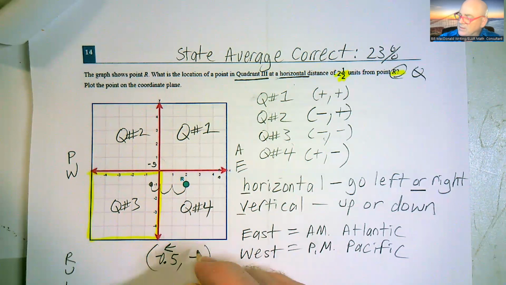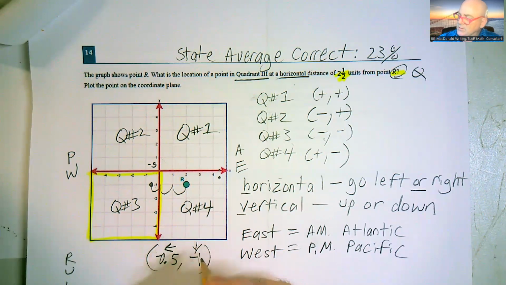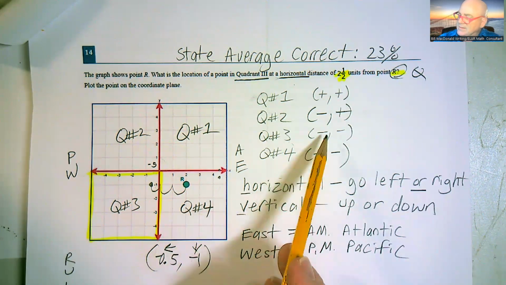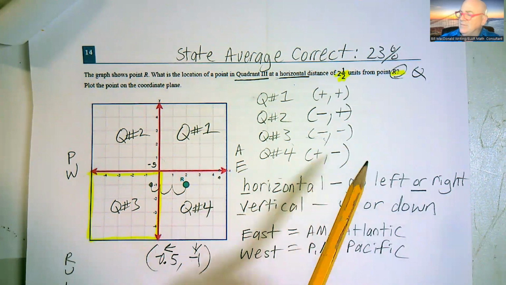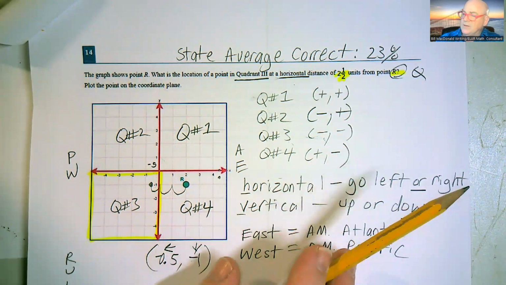So we're going to go left, and then we're going to go down. So that means left and down is always going to be negative, negative, and in quadrant 3.